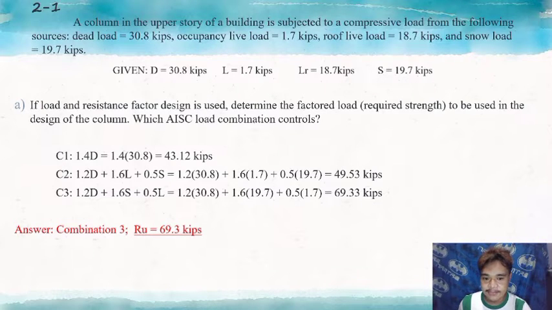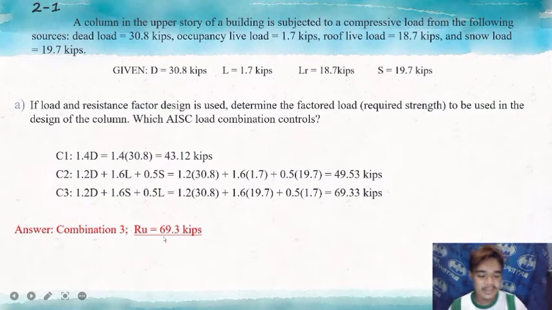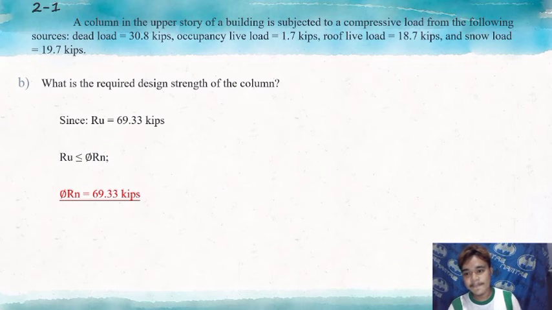And for our combination 3, which is 1.2D plus 1.6S plus 0.5L, the same format as combination 2, we're gonna get the value of 69.33 kilopascals. So the required strength for the design of our column is combination 3, which is 69.3 kilopascals.